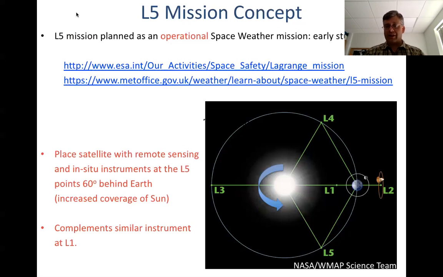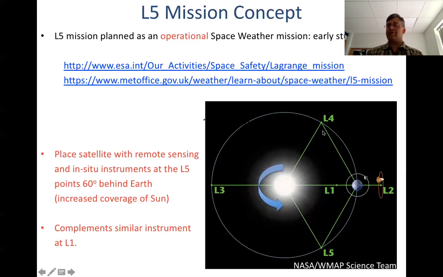So the key thing is that if we consider the Sun-Earth system, then there are 5 Lagrange points where we see a balance of the gravity between the Sun and the Earth. Of course, the most common one of these that people know about is the L1 point, which exists between the Earth and the Sun. And that's where the SOHO satellite orbited. We have the L2 behind the Earth, L3 behind the Sun. But most importantly, for studying the interaction of the Sun with the Earth, there are the L4 and L5 points.